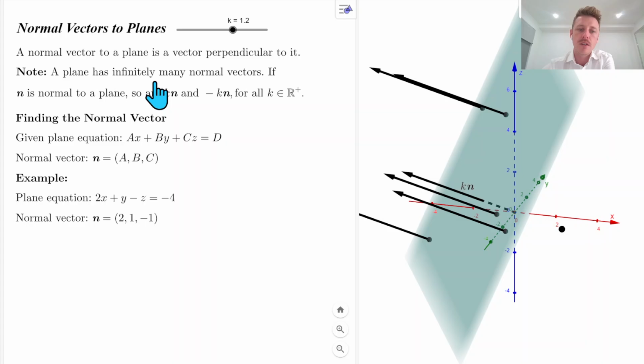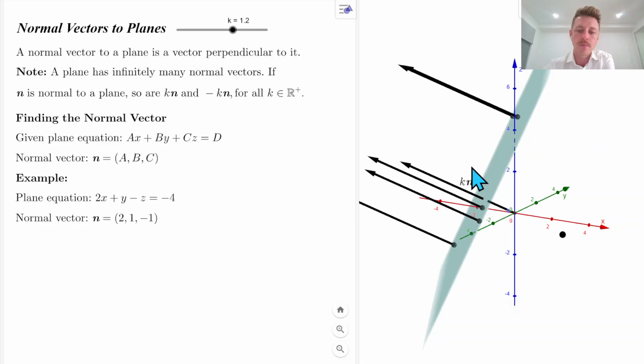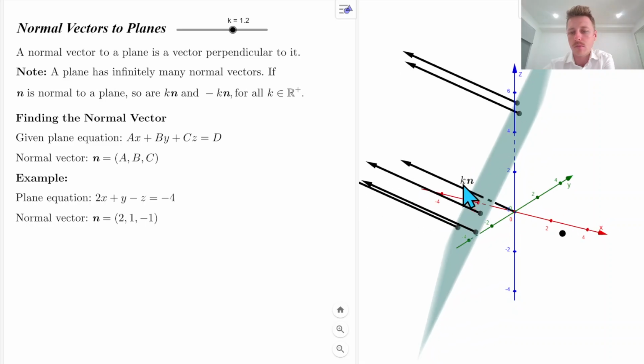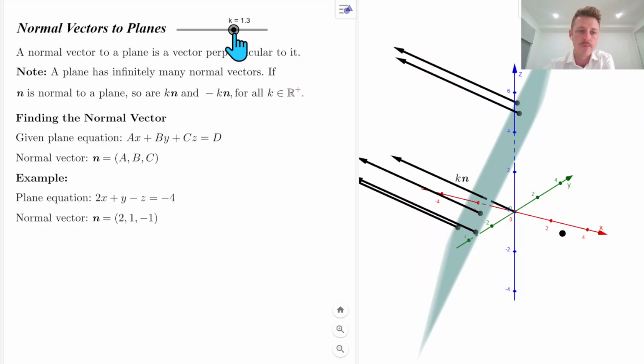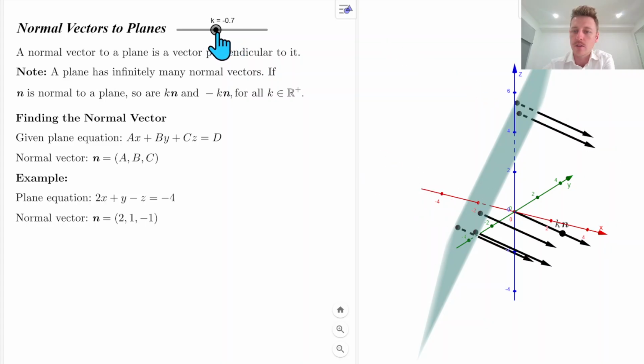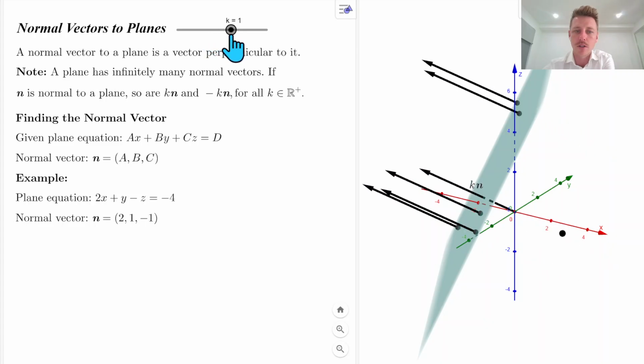A plane has infinitely many normal vectors, because we can scale up or scale down our normal vector n by some scalar k. So you notice if I change this k value, I can change the size of those vectors, and they're all normal vectors because they're all perpendicular, but some of them have different sizes, right? So we end up with this situation. When k is negative, we obviously get it pointing in the opposite direction.